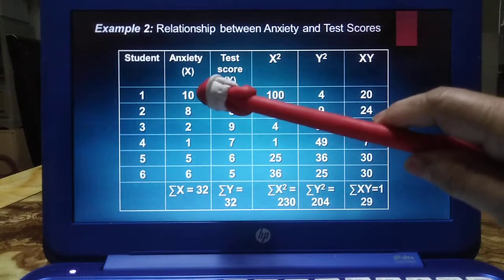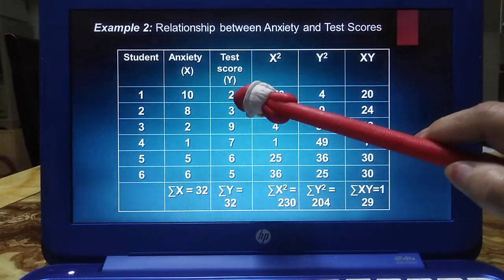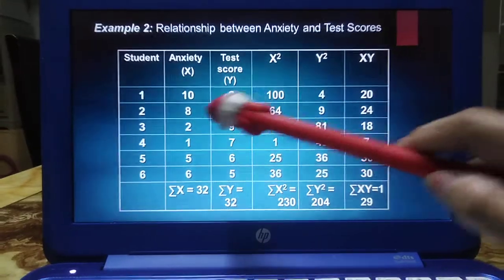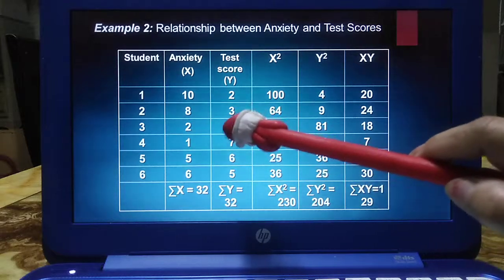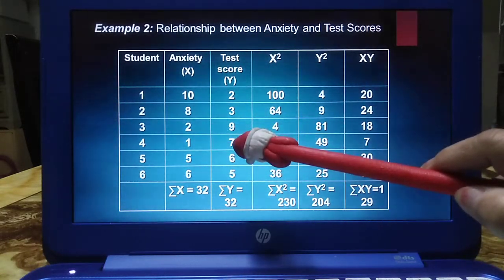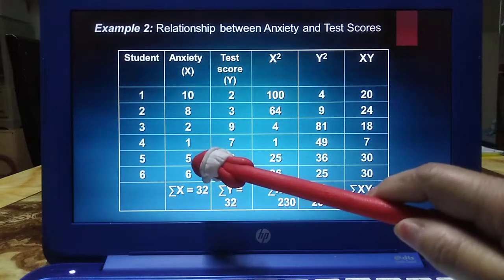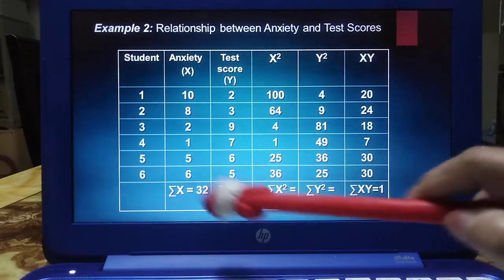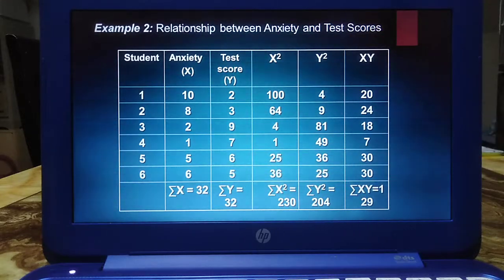The anxiety level is 10 and the test score is 2. If the anxiety level is 8, the test score is 3. If the anxiety level is 2, the test score is 9. If the anxiety level is 1, the test score is 7. If the anxiety level is 5, then the test score is 6. If the anxiety level is 6, the test score is 5.